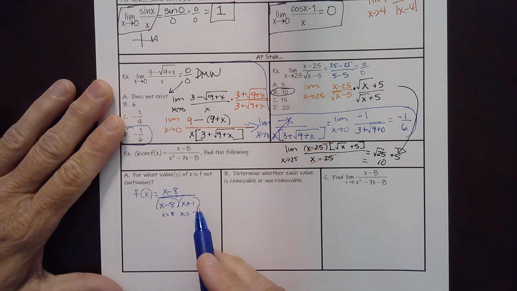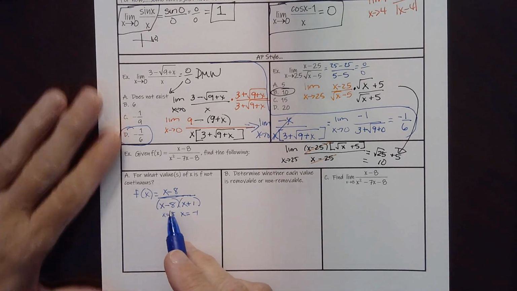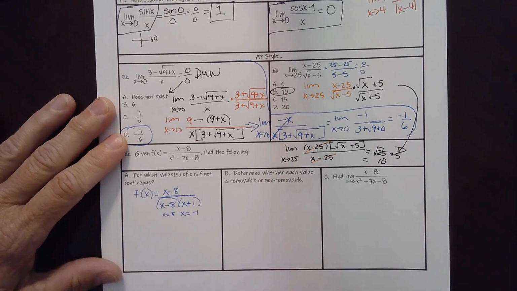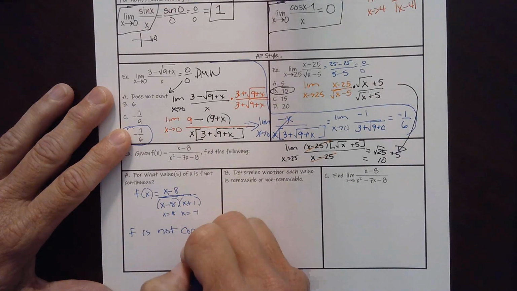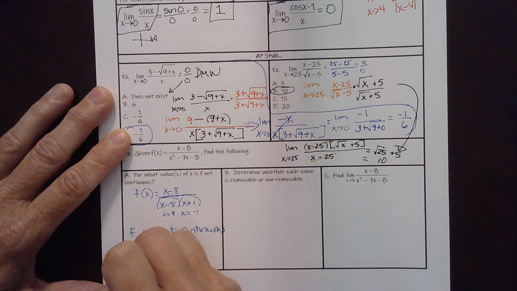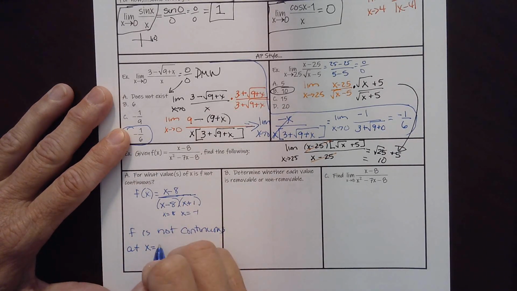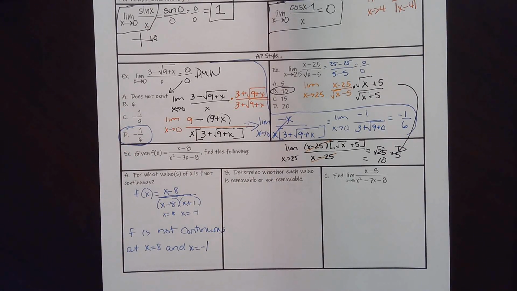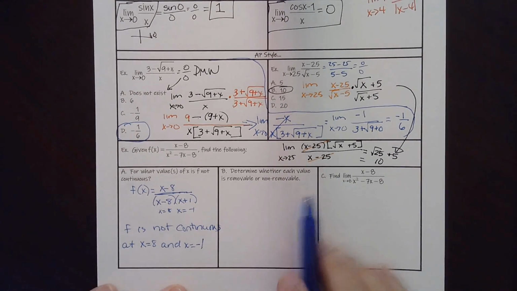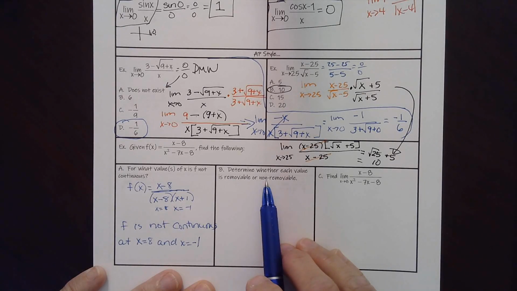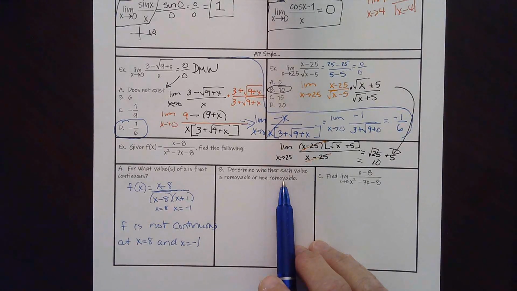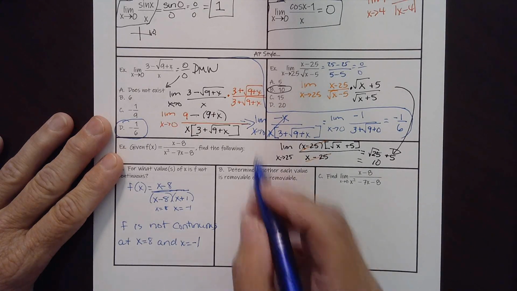So, this is an FRQ. Answer the question. It says, for what value or values of x is f not continuous? F is not continuous at x equals 8 and x equals -1. All right? So now for part B, it says determine whether each value is removable or non-removable.